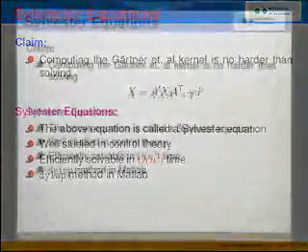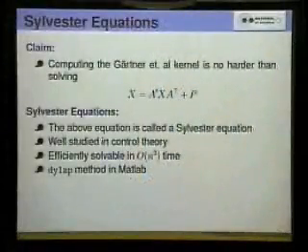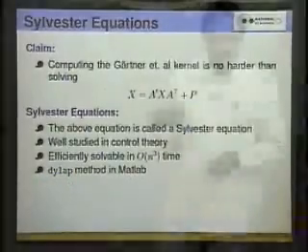So to do this, I need to introduce you to something which is basically from control theory. People use this in control theory and they call it the Sylvester equation. In fact, it's so widely used that if you look at the control theory toolbox of MATLAB, it has a method to solve it. It's called DLYAP, the discrete Lyapunov equation. So there are different names by which it's known. One of them is the Sylvester equation, the other one is the Lyapunov equation.